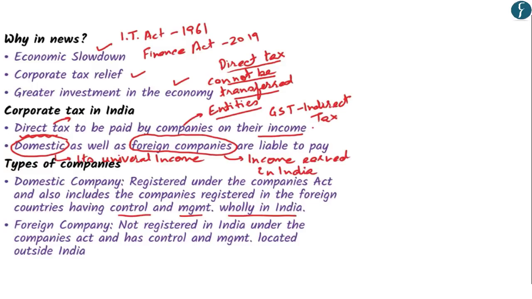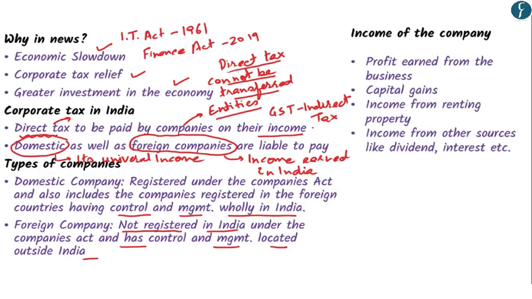Domestic companies include private as well as public companies. A foreign company, on the other hand, is one which is not registered in India under the Companies Act and has control and management outside India. Now, these companies earn profit or income, so we need to understand how they earn it. The income of companies comes from the basic element of profit earned from the business, capital gains, income from renting property, and income from other sources like dividend, interest, etc.